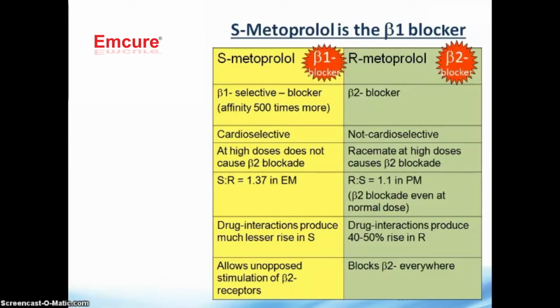Drug interactions produce a much smaller rise in S metoprolol, but drug interactions produce a 40 to 50% rise in R metoprolol. Now it allows unopposed stimulation of beta 2 receptors, whereas R metoprolol blocks beta 2 receptors everywhere, and this is the receptor which ideally should not be blocked because you are reducing the benefits. So these are the differences between the beta 1 blocker S metoprolol versus R metoprolol.